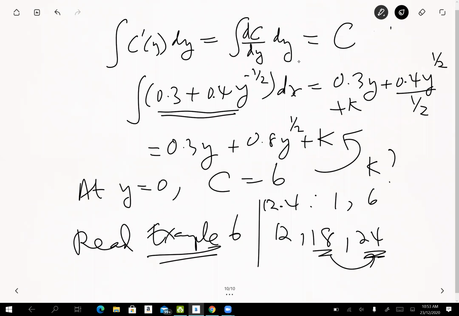That will do it for chapter number 12. Now, 12.5, we don't have to do. We don't do the differential equation. Then that will do it for chapter number 12. Now, any question or any comment for chapter 12? So we are done with chapter number 12.